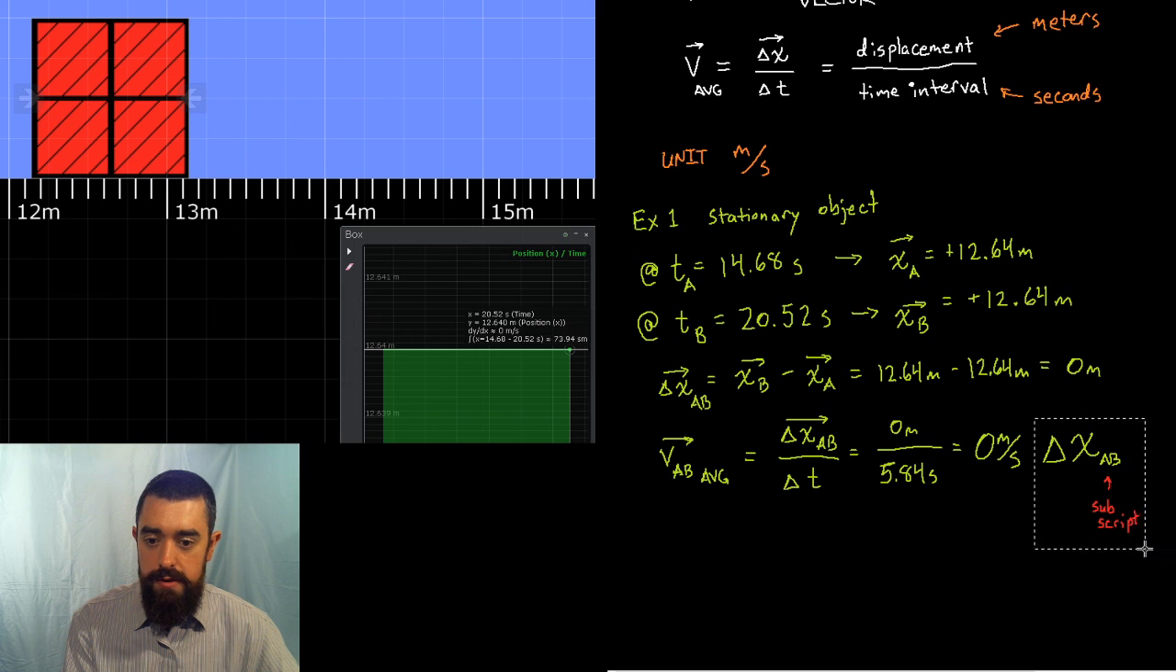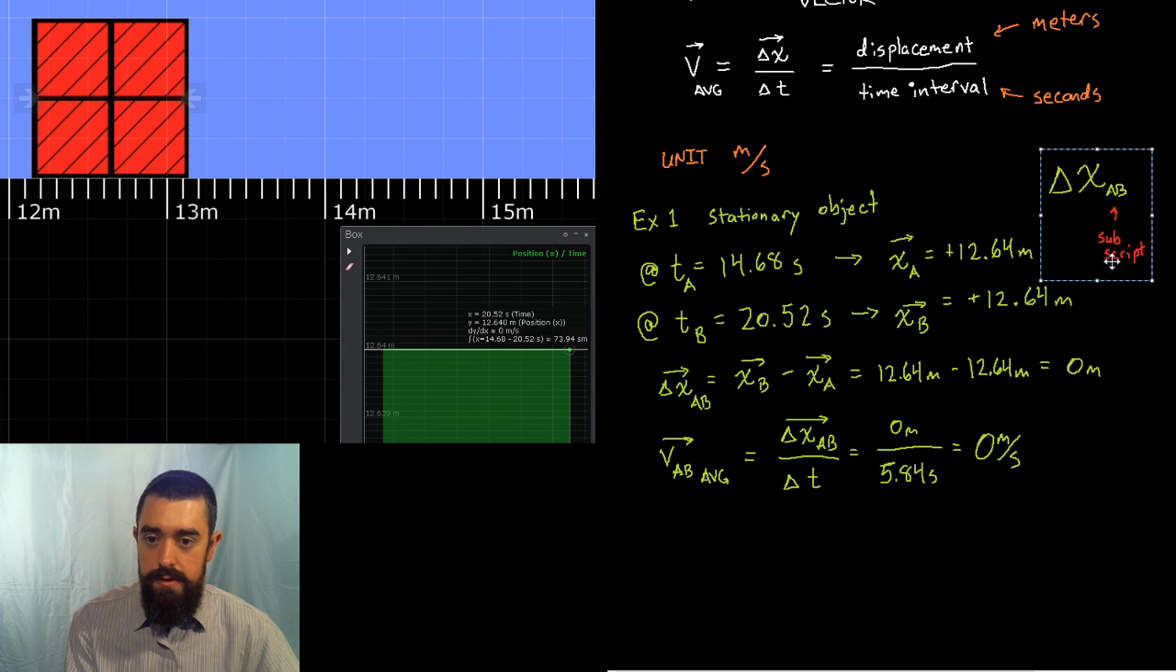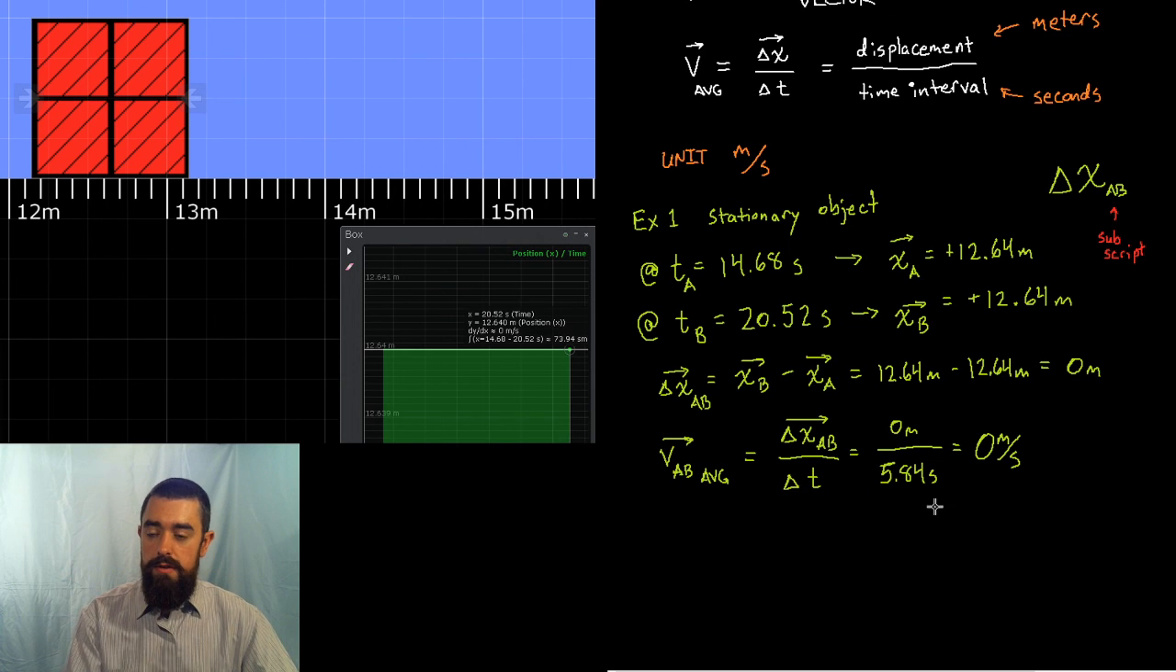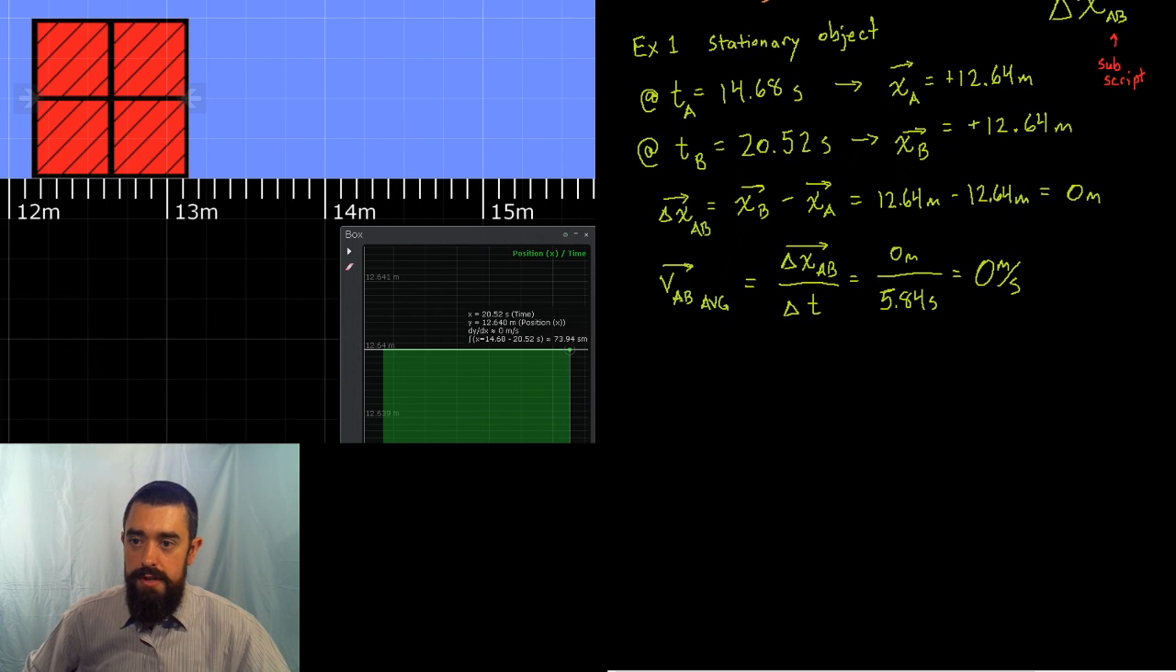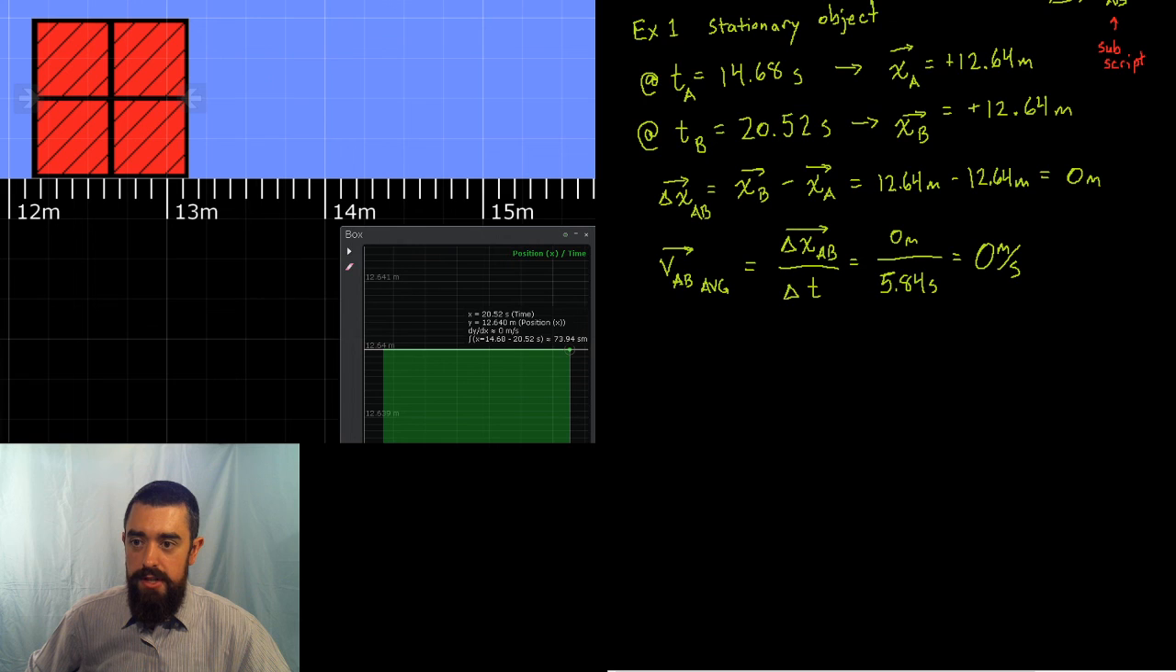Can I put this up here? I'm going to slide that up there so it doesn't interfere. Okay, that was example 1. Let's do another example. Well, let's not have a stationary object anymore. For a stationary object, the velocity was 0 meters per second. We should talk about speed before we move on.